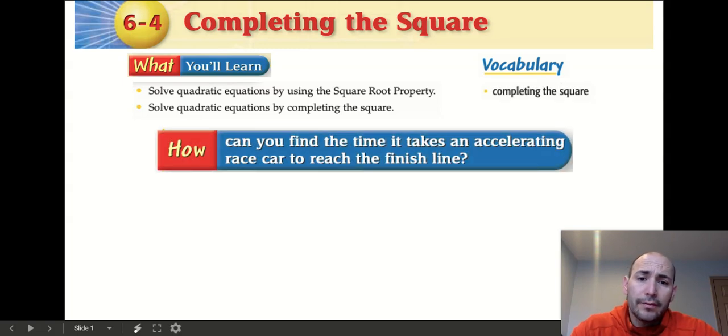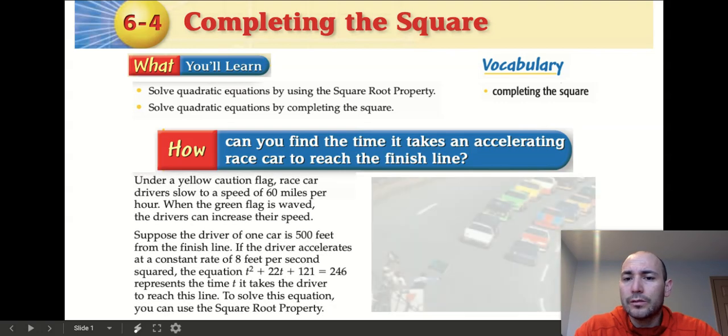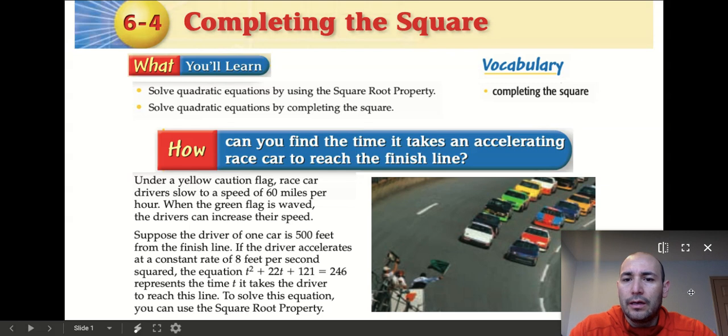How can you find the time it takes an accelerating race car to reach the finish line? Under a yellow caution flag, car race drivers slow to a speed of 60 miles per hour. When the green flag is waved, the drivers can increase their speed. Suppose the driver of one car is 500 feet from the finish line. If the driver accelerates at a constant rate of 8 feet per second squared, the equation t squared plus 22t plus 121 equals 246 represents the time t it takes the driver to reach this line.